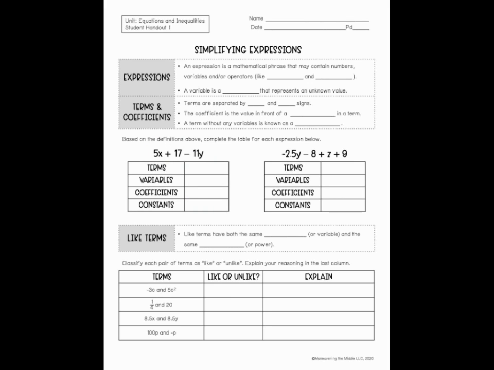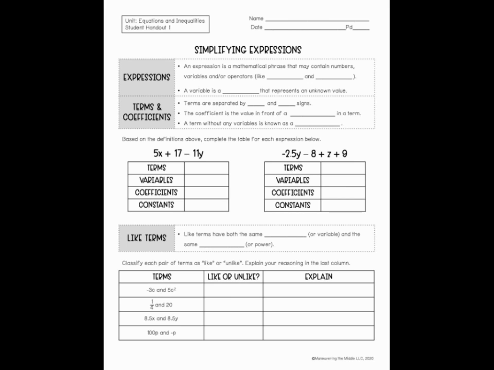On the right side, we have negative 2.5y minus 8 plus z plus 9. As we look, we know that terms are separated by the addition and subtraction symbols. So I'm going to circle the terms. What else am I missing? That's right, z and 9. So there are 4 terms here. What about variables? What variables do you see in this problem? I'm going to erase so that you're able to see clearly. What you should write is y and z. Those are the 2 variables.